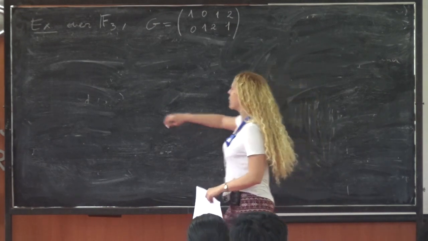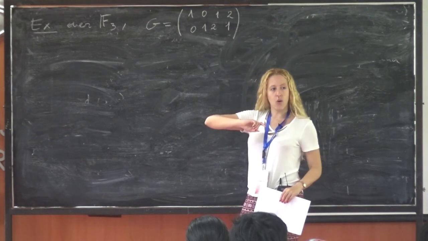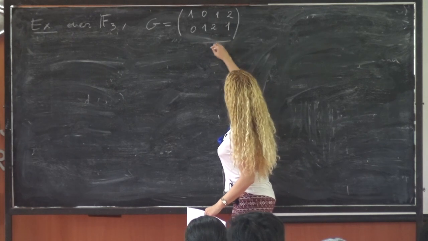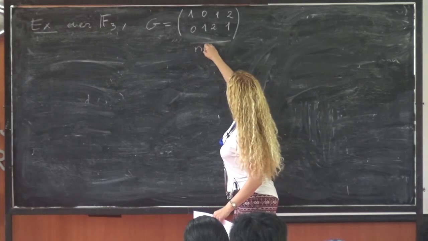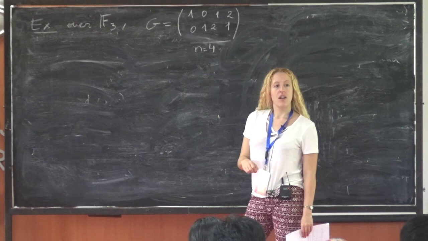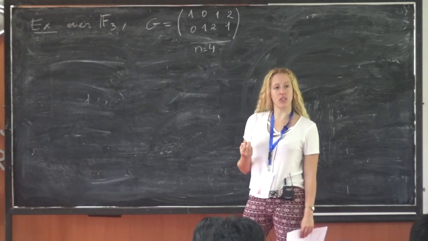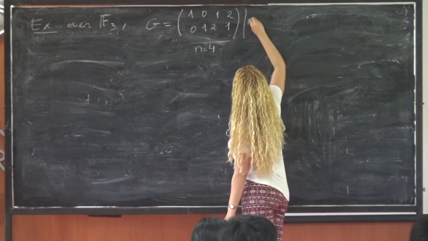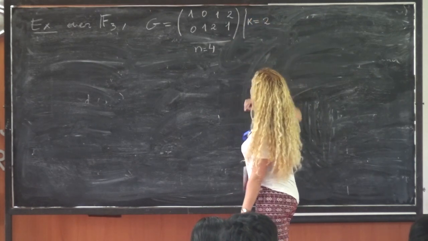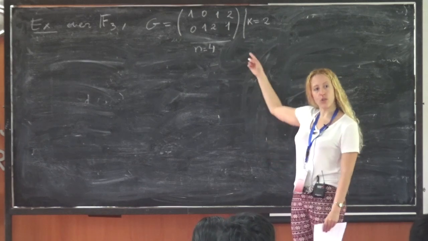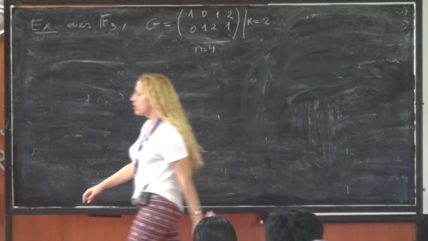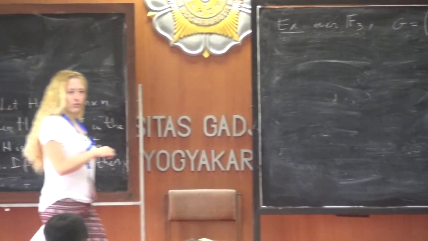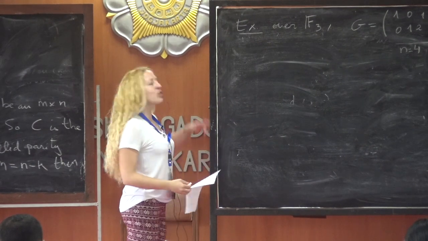So this code is defined over F3. Okay? Who is N? We can read it from the matrix. N is this length. So N is equal to 4. And who is K? K is the dimension of the code. So it's the number of elements in the basis. So this is K equal to 2. Okay? So I took the generator matrix already in this special form, this reduced row echelon form. And you're going to see why this is useful.